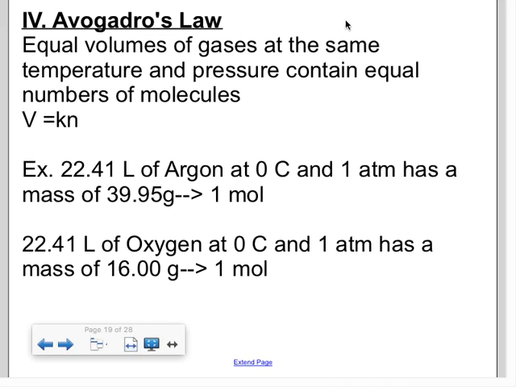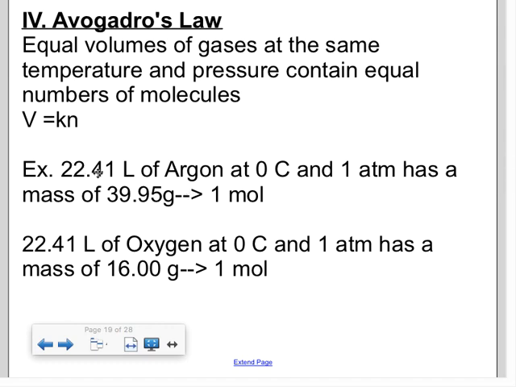So I'm going to talk about three more gas laws today: Avogadro's Law, combined gas law, and the ideal gas law. Avogadro's Law is actually very simple. It's just saying that if you have equal volumes of gases at the same temperature and pressure, they have to contain the same numbers of molecules.